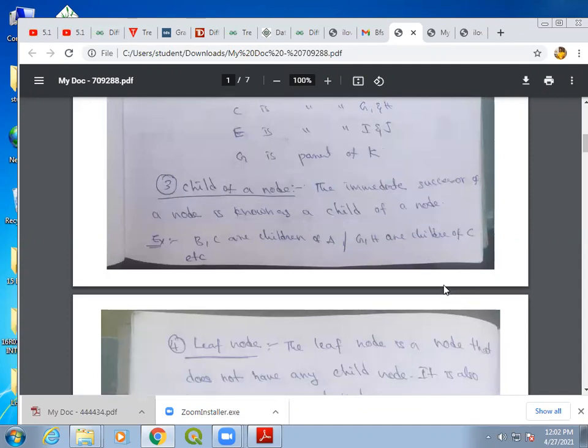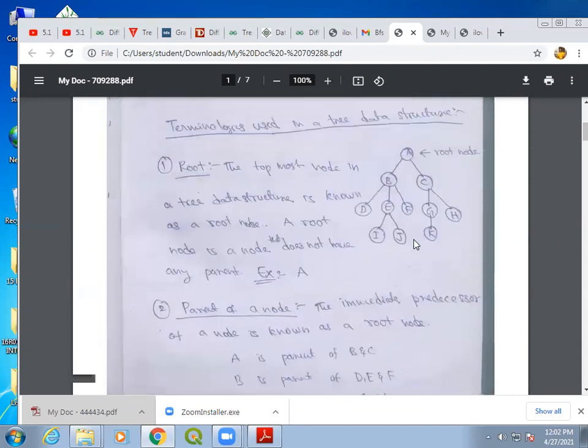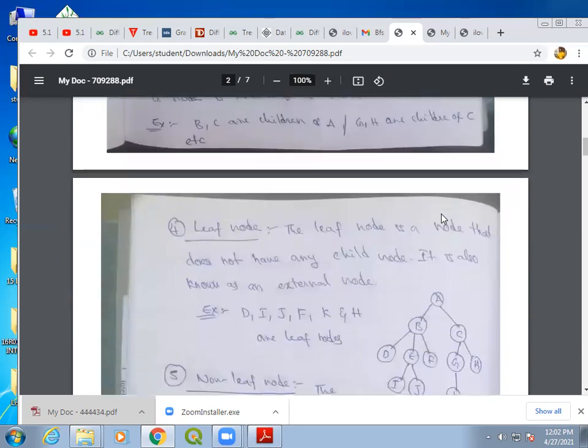What is a child node? The immediate successor of a node is known as a child node. So what are the child nodes here? B and C are children of node A. D, E, F are children of B. G, H are children of C, like that. These are the child nodes.